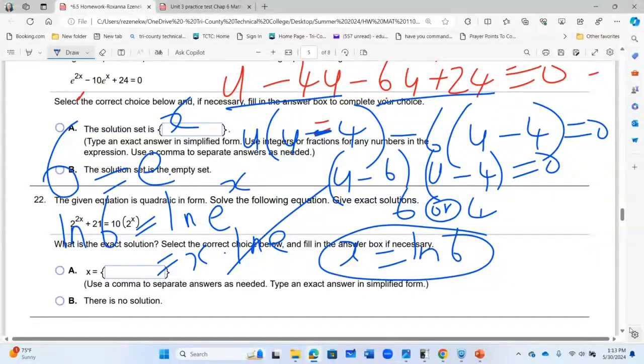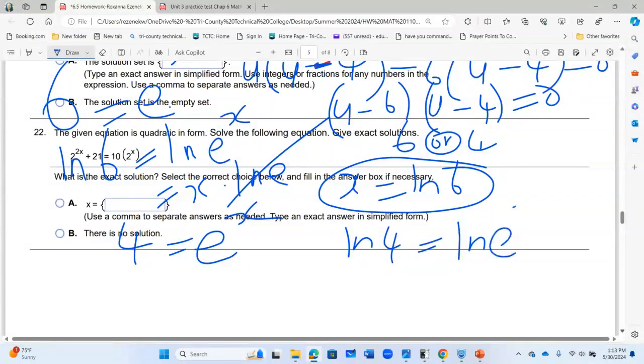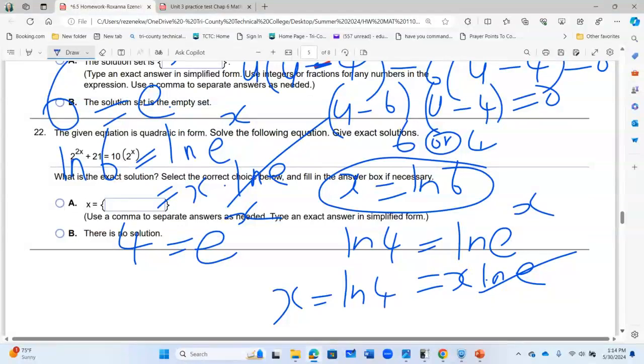And then the next one: u can be 4 also, because we said that u is e to the power x. So when u is 4, then I have 4 is equal to e to the power x. Take the natural log of both sides. Natural log of 4 is equal to natural log of e to the power x. According to the law of logarithms, x multiplies natural log of e, and natural log of e is 1. And so another possible answer is x equal to natural log of 4.